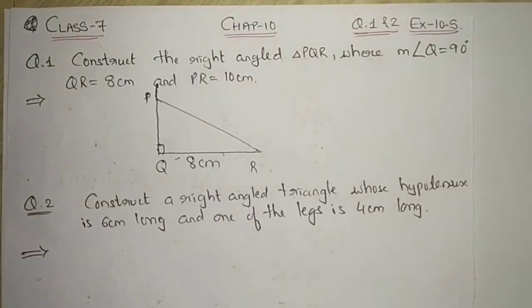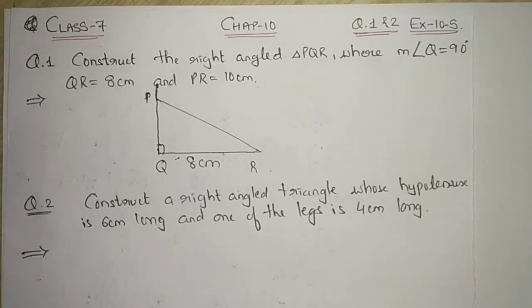Good morning, students. Today we are going to solve question number 1 and 2 of exercise 10.5. In this exercise, we are going to construct right angled triangles. So we will learn how to construct a right angled triangle for the given measures.